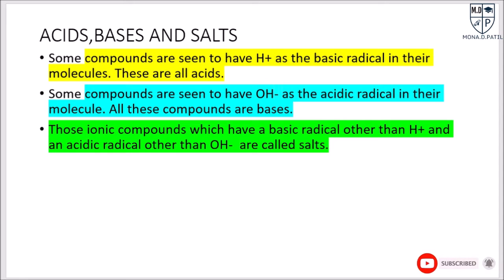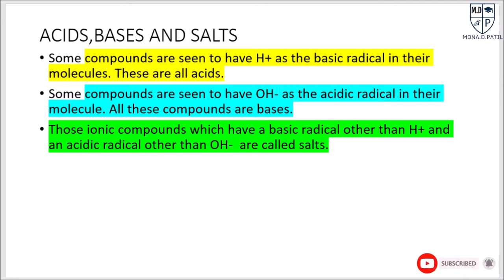From the given table, we come to know that some compounds are seen to have H plus as the basic radical in their molecule. These are all acids. Some compounds are seen to have OH minus as the acidic radical in their molecule. All these compounds are bases. And third, those ionic compounds which have a basic radical other than H plus and an acidic radical other than OH minus are called salts.